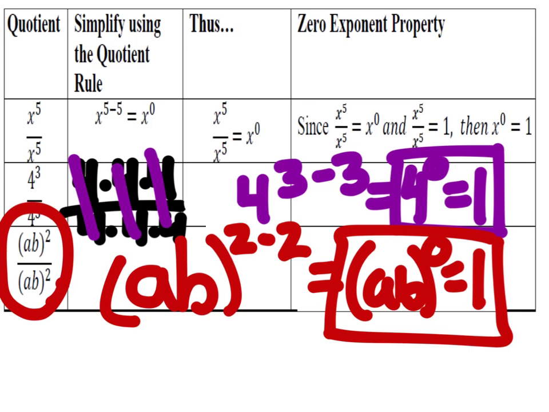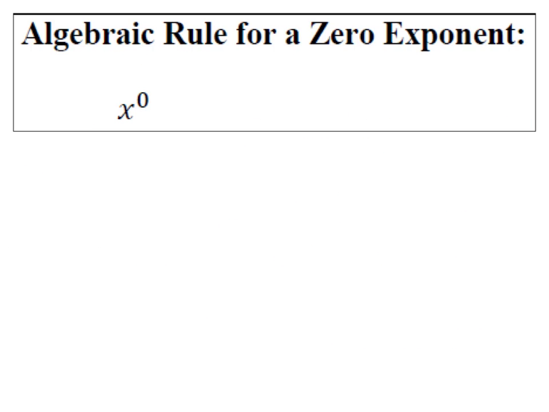All this is saying is that any value to the power of 0 is going to be 1.